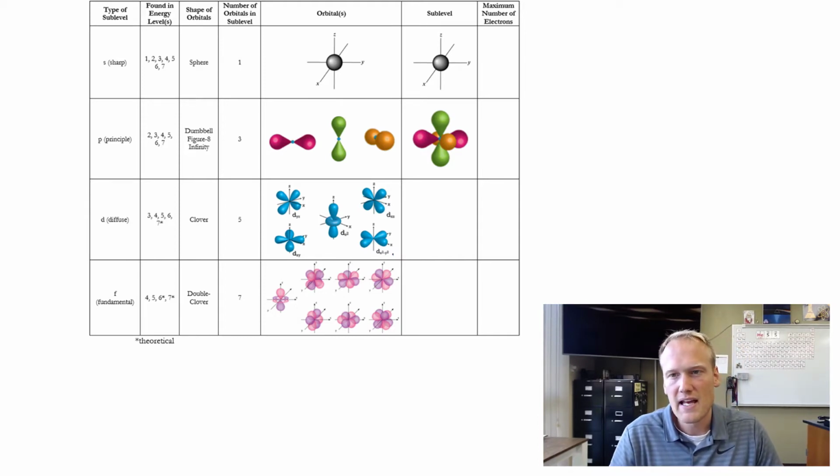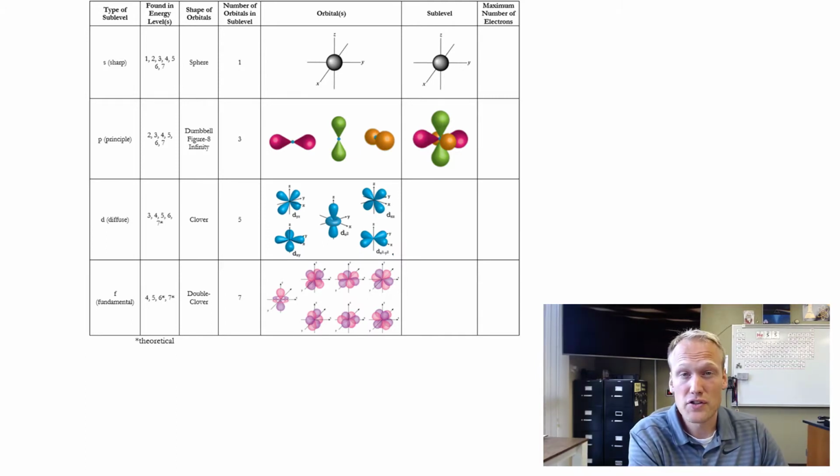So what's that mean? It means that the first energy level only has 1 sublevel, S. And it means that the second energy level has 2 sublevels, S and P. And the third energy level only has 3 sublevels, S, P, and D. And finally, the fourth energy level has all sublevels. And now we can fill out the last row of the chart.